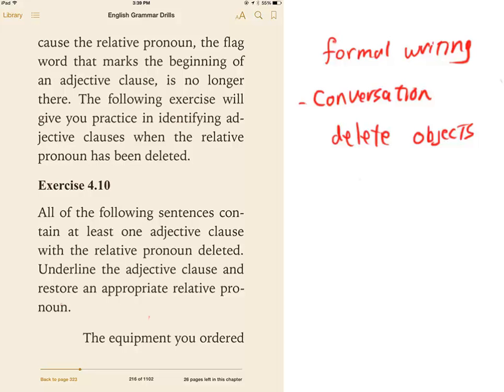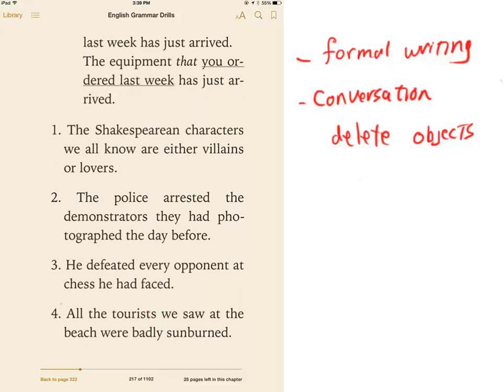Remember, this is the difference between formal writing and conversational writing. In formal writing, we need to make sure our relative pronouns stay in place. We need to distinguish between who, whom, and that, and we want to make sure we don't delete them in our writing, and that we recognize them. So here's an example: the equipment you ordered last week has just arrived. You can see that it's the equipment that you ordered, so we have to include the relative pronoun that. We're just rewriting these and plugging in the correct pronoun.